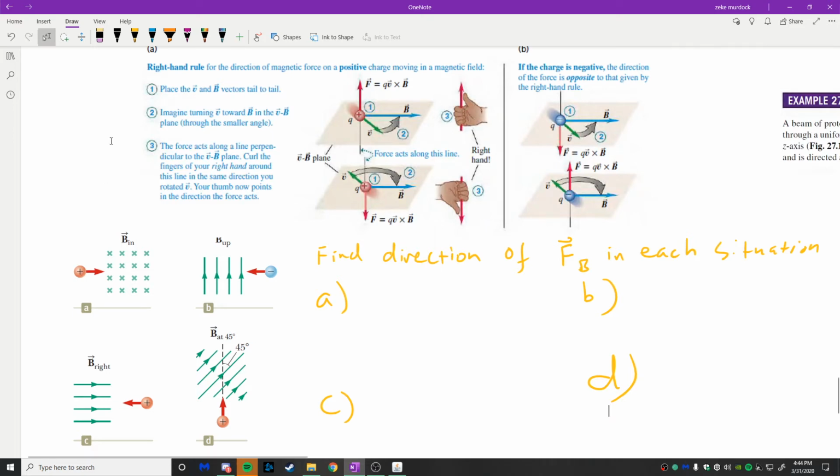You want to use the right-hand rule, and there's the right-hand rule. Take the time to read it. And yeah, I'm going to stand up, but I'm still here if you have questions.